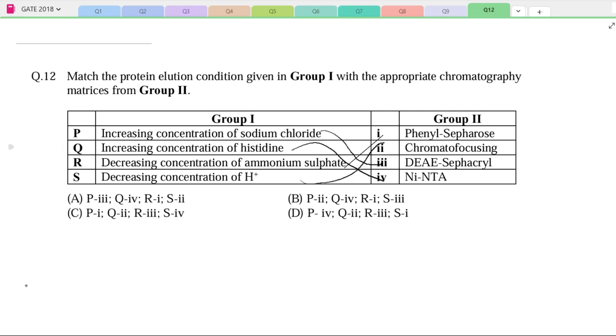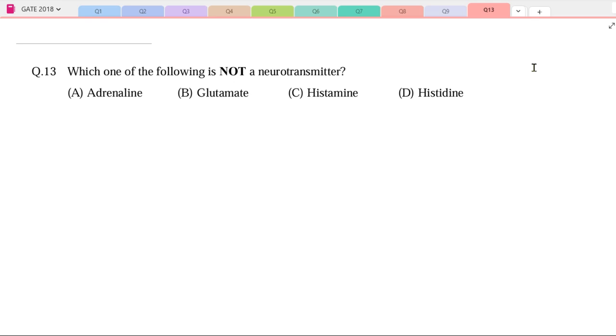and decreasing concentration of H+ is used in chromatofocusing. So here the correct option is answer A, and I would request everybody to know the principle of each of these. Ni-NTA is pretty common, however where DEAE Sephacryl, chromatofocusing and phenyl Sepharose are used and what's the principle behind it is something that you all have to know. And since in this video I'm only discussing the answer key, I'm just keeping it short and helping you quickly figure out the options for the given questions. So the correct answer here is option A. Moving on to the next question.